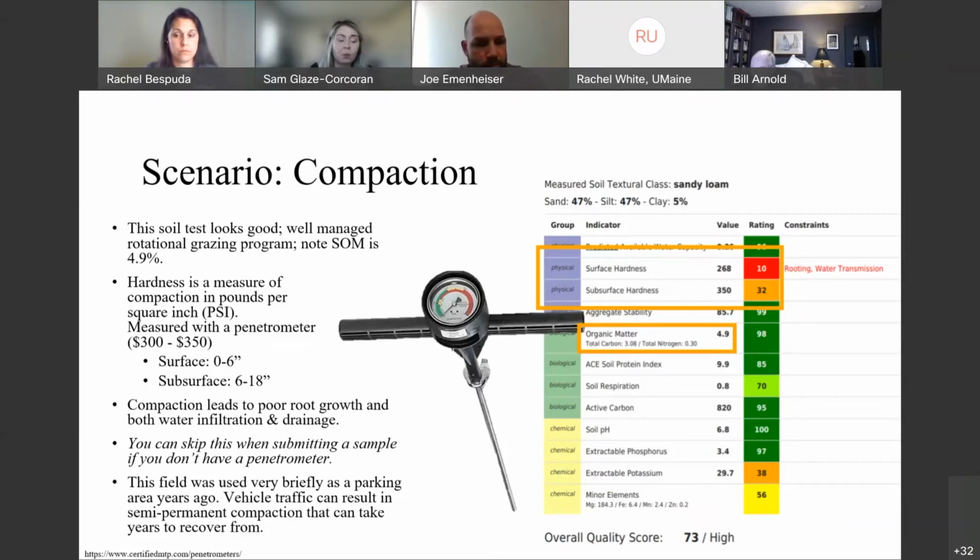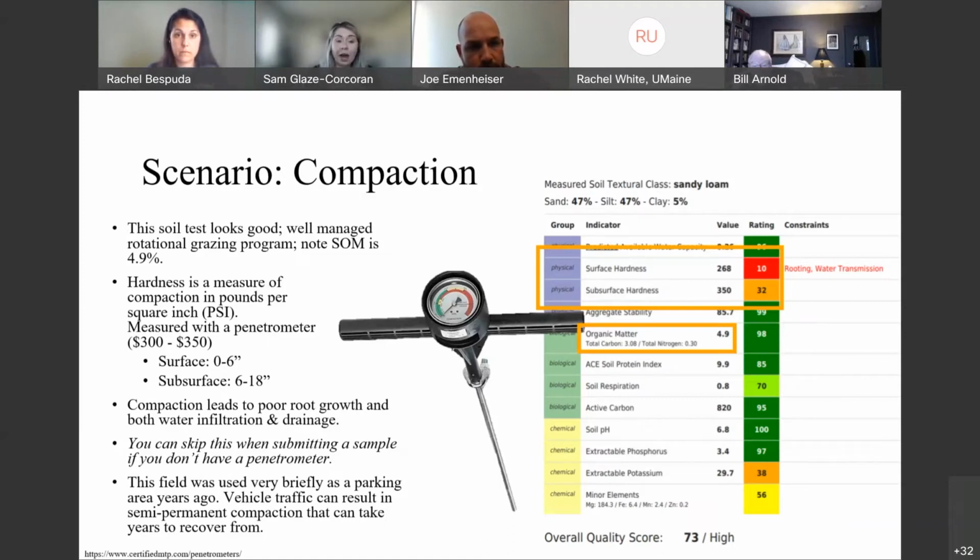And what's interesting about this field, and what's really interesting when we're thinking about compaction, is what we think, and this is where I say diagnostics are evidence, they're not convictions, is that this field was one time for about a week used as a parking lot for an event on the farm.